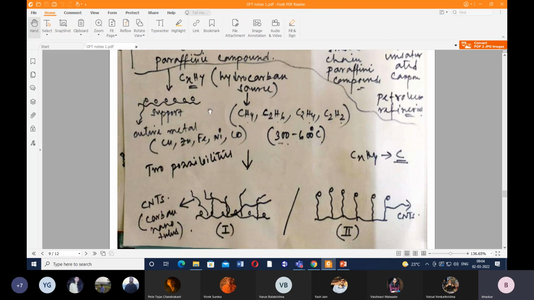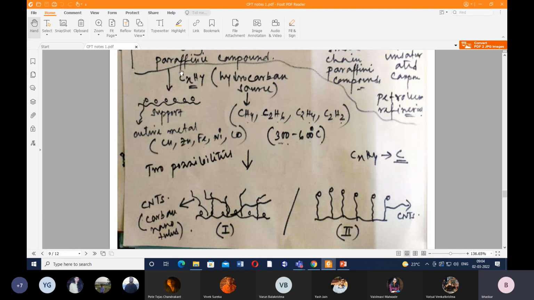Is the question clear to all of you? I have a catalyst system, which is a supported catalyst, represented like this. I'm carrying out the reaction at a temperature of around 300 to 600 degrees Celsius, and at this temperature range I am allowing CxHy to interact with the catalyst system. So there are two different possibilities.